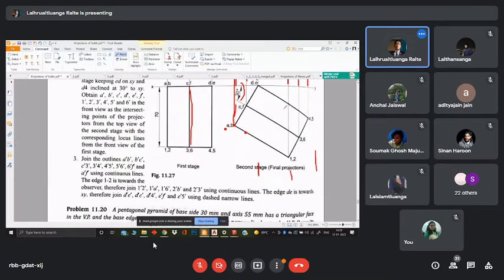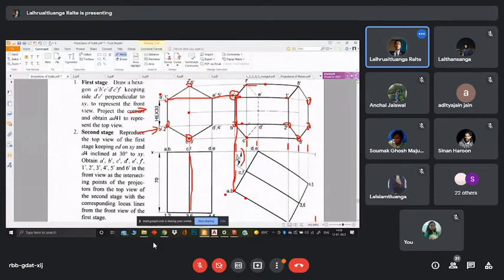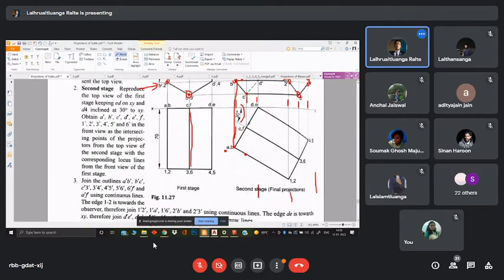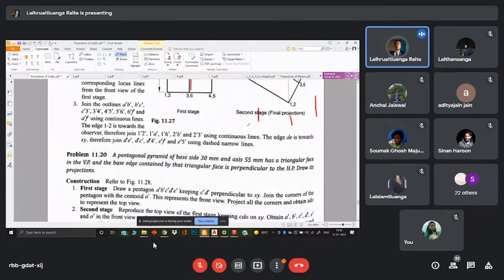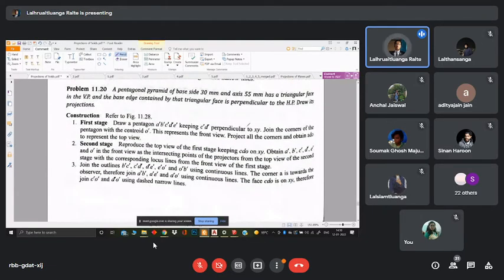All right, if you had understood the previous ones wherein our axis is parallel to VP and inclined to HP, then you won't have much problem in this as well. Going to another problem, we have a pentagonal pyramid of base side 30 mm and axis 55 mm has a triangular face in the VP, and the base edge contained by the triangular face is perpendicular to the HP. Draw its projections. So now we have a pyramid.